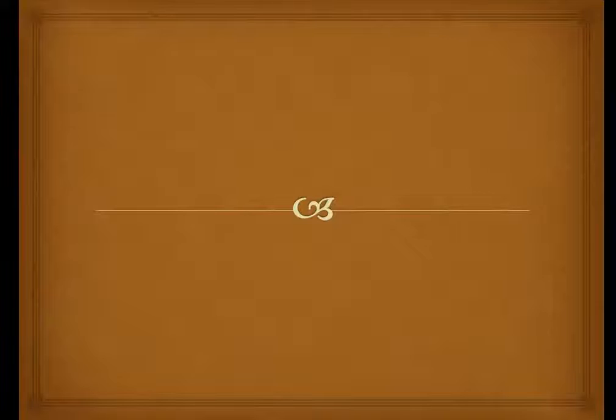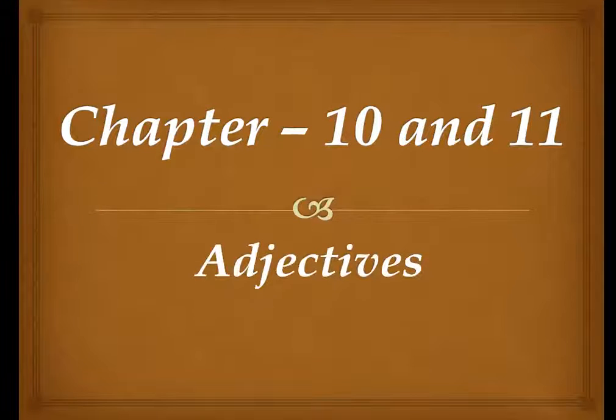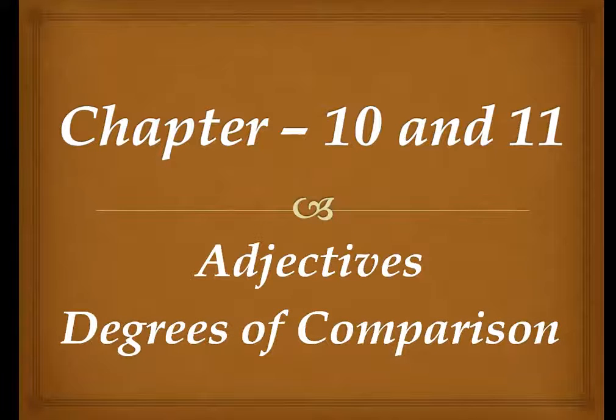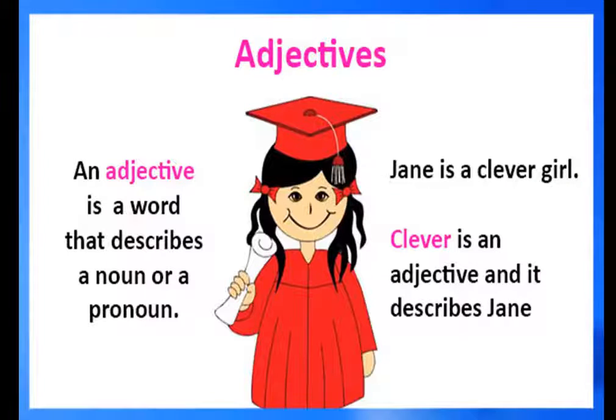The chapter numbers are 10 and 11, and the name of the chapter is Adjectives and Degrees of Comparison. First we will talk about the adjective. What do you mean by adjective? An adjective is a word which describes or tells us more about a noun or a pronoun.